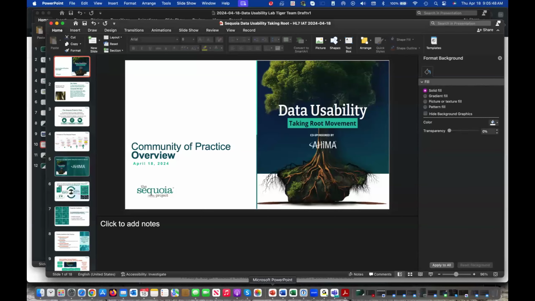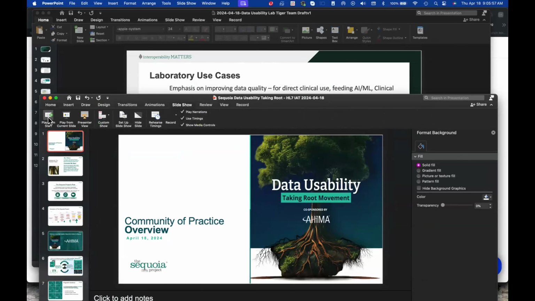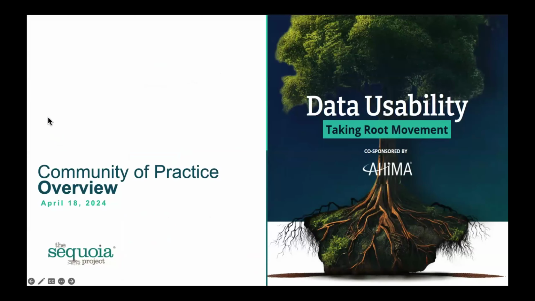So you're going to talk to us about the data usability taking root. Do you want me to present, or do you guys have slides? Okay, no problem. It's easier if you share, if you can present. Yes, I can do that. I have the slides up. Let me share, and let me bring these up and go into slideshow mode. All right.